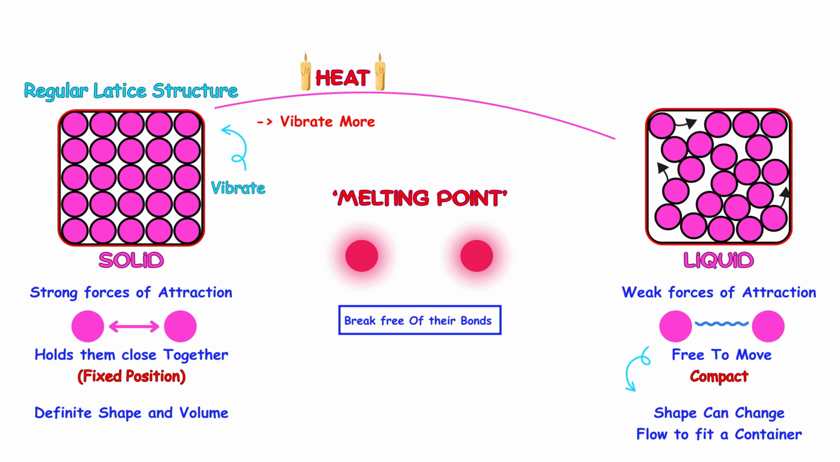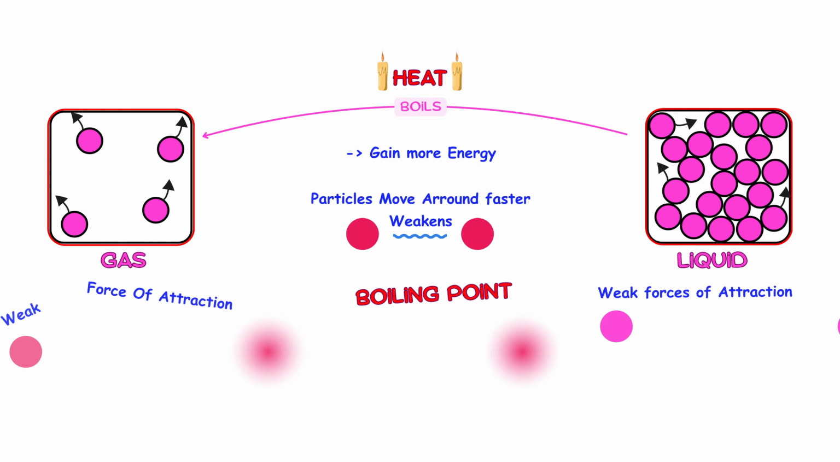If we continue heating the liquid, the particles gain even more energy, moving faster and faster, further weakening any remaining attractions until, at the boiling point, they have enough energy to completely escape each other's pull and the liquid transitions into a gas through boiling or evaporation.